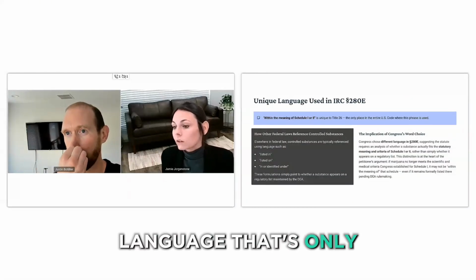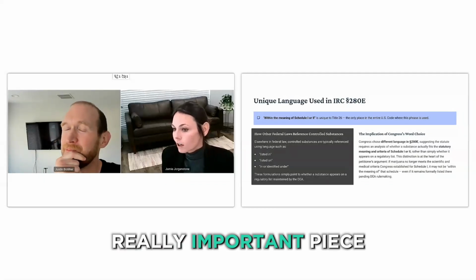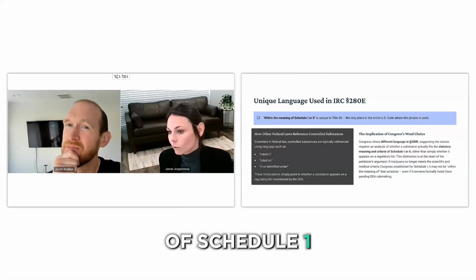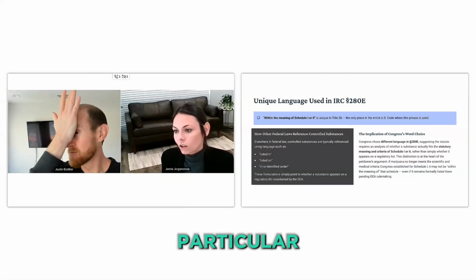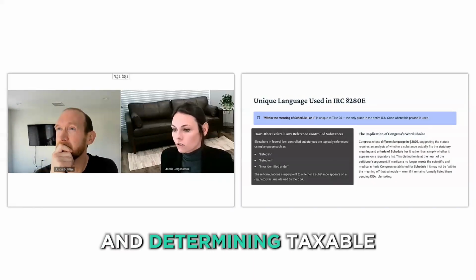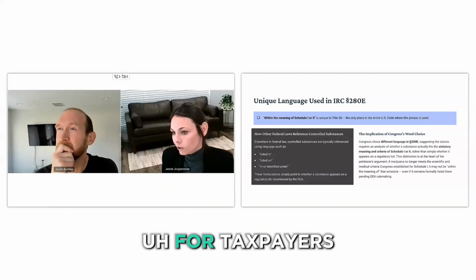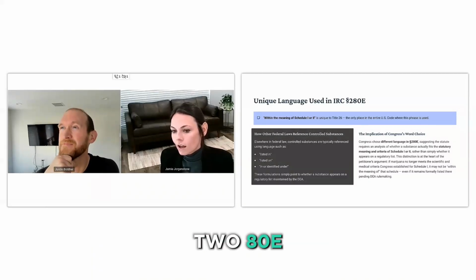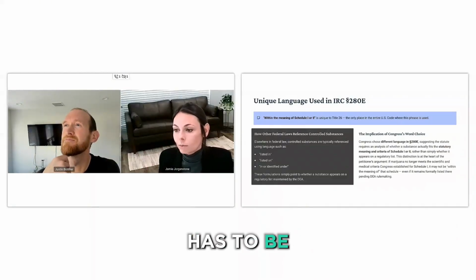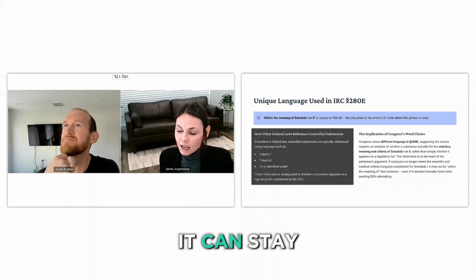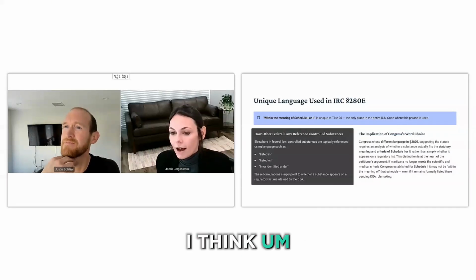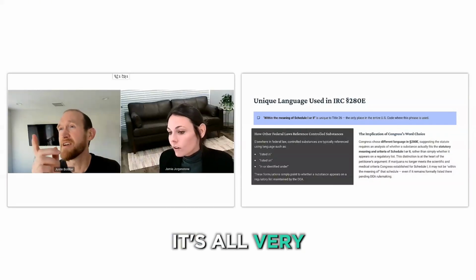This is language that's only found in the tax code. That's a really important piece of the whole puzzle, I think. So to make a determination on what within the meaning of Schedule 1 or 2 means, right, that language in particular, it doesn't have a ripple effect beyond the tax code and determining taxable income for taxpayers that are affected by 280E. It's not going to affect how the CSA has to be enforced in other ways. It can stay isolated to tax, which is pretty important, I think. And so yeah, it's all very interesting.